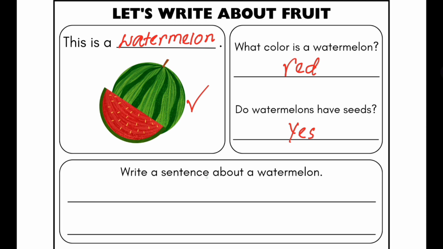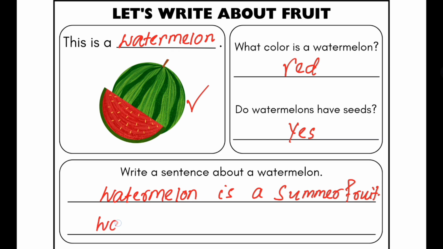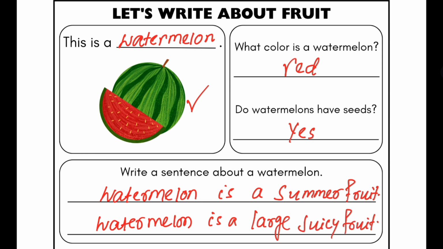Yes, write a sentence about a watermelon. So watermelon is a summer fruit. Okay, watermelon is a summer fruit. Do you like watermelon? If you like it, then you can make a sentence. I like to eat watermelon. And another one is watermelon is a large juicy fruit. Yes or no? Okay. You are going to write like this.